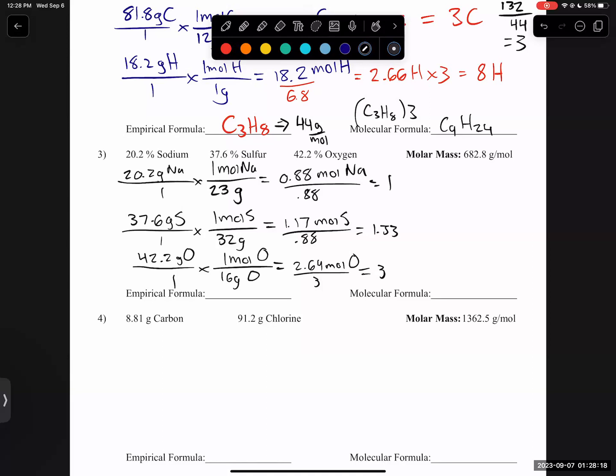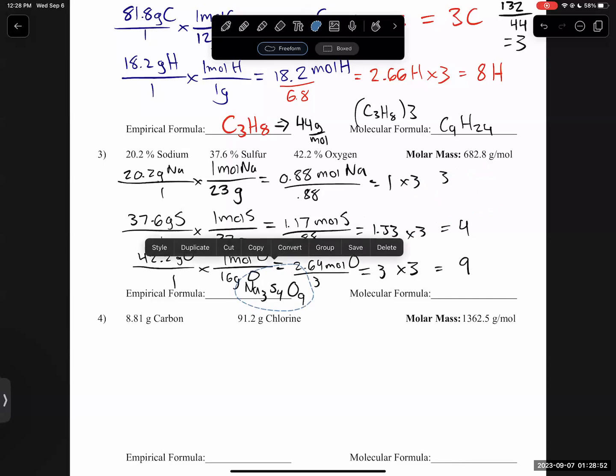3, right? So times 3, times 3, times 3. That gives us 3, this will give us 4, this will give us 9. We get an empirical formula of 3 sodiums, 4 sulfurs, and then 9 oxygens. Okay, so that's our empirical formula.